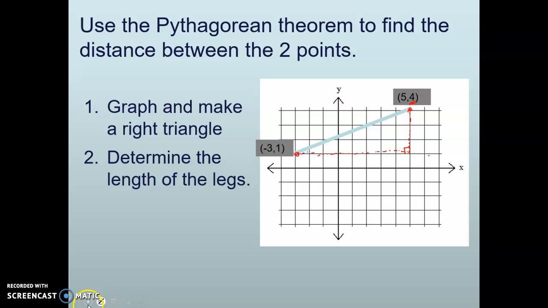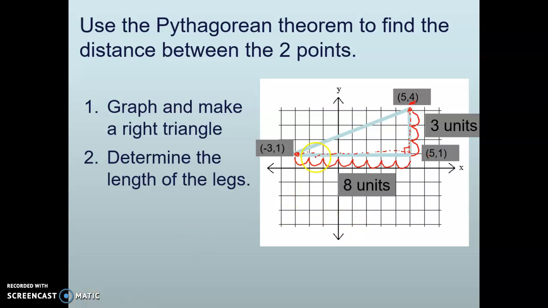Once we've done that, we want to determine the length of the legs. Now, it's easy on a Cartesian plane. If the box is already marked for you, you can just count the boxes. 1, 2, 3, that's 3 units. And 1, 2, 3, 4, 5, 6, 7, 8, that's 8 units.